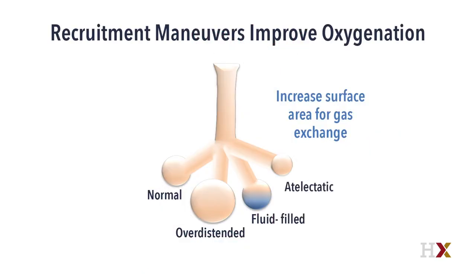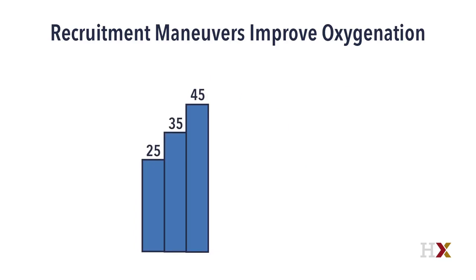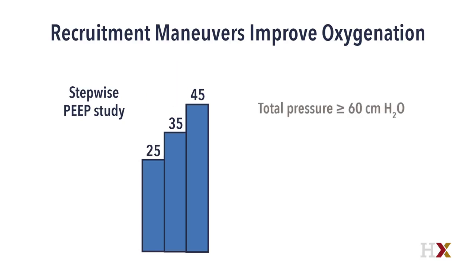Another move to improve oxygenation is to provide a recruitment maneuver. So recruitment maneuvers can be provided in multiple different ways. A recent study randomized patients to receiving recruitment maneuvers with a stepwise PEEP approach. In that approach, they started off with a PEEP of 25, then 35, and then 45, resulting in total pressures of 60 centimeters of water pressure. This is an extremely high level of pressure and large jumps in the PEEP.